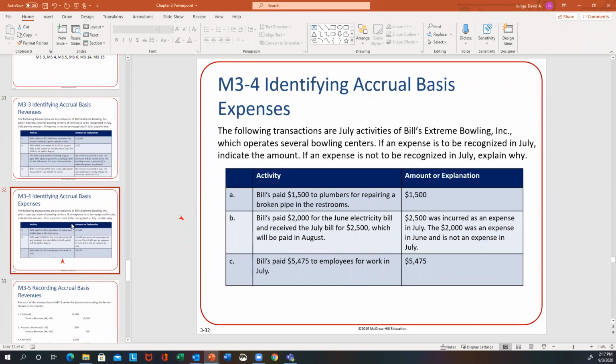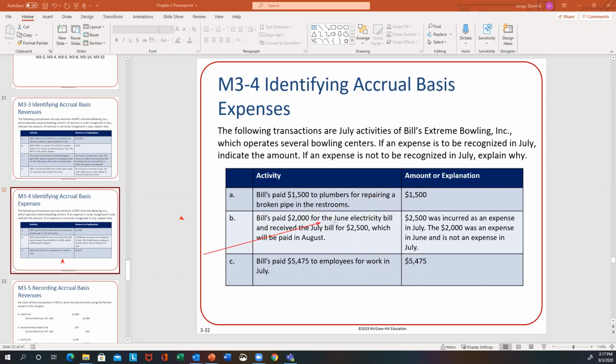And here are 3 more transactions regarding when an expense might be recognized, or when you've incurred it. So for example, they paid $1,500 to plumbers for repairing a broken pipe in the restrooms. That, of course, will be an expense.